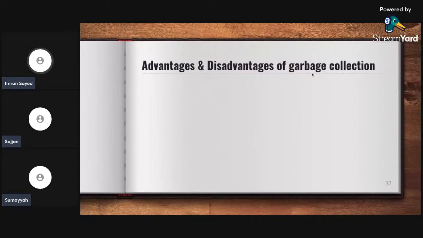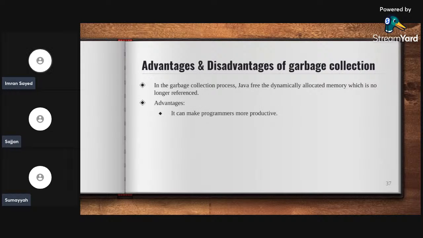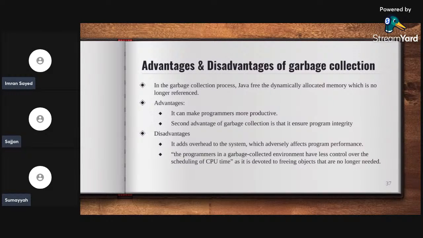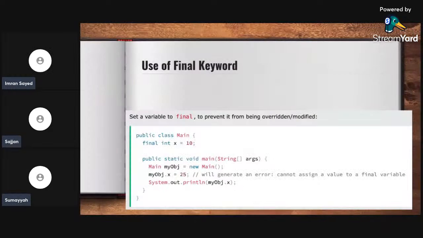Advantages and disadvantages of garbage collection. In the garbage collection process, Java dynamically frees memory which is no longer referenced. Advantages: it can make programmers more productive and ensure program integrity. Disadvantages: it adds an overhead to the system which adversely affects the program performance. Programmers have less control over the scheduling of CPU time.